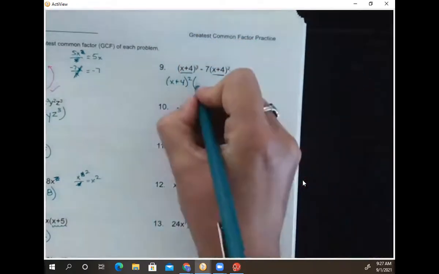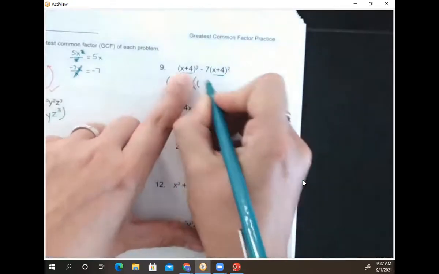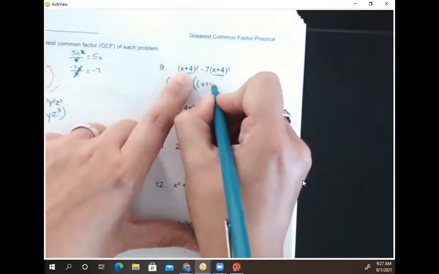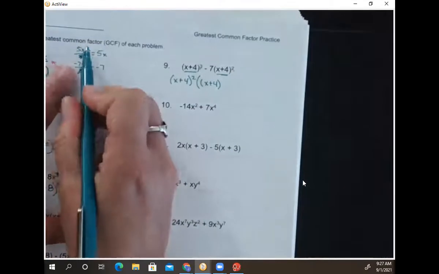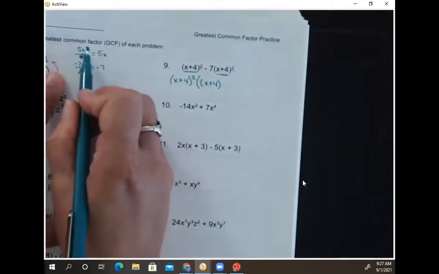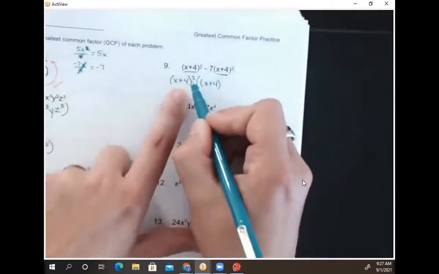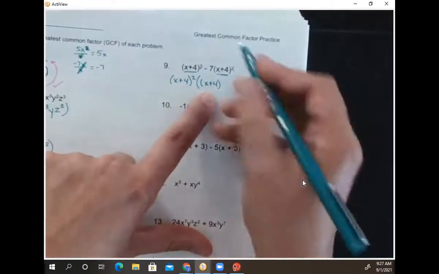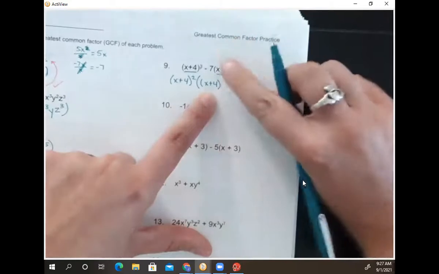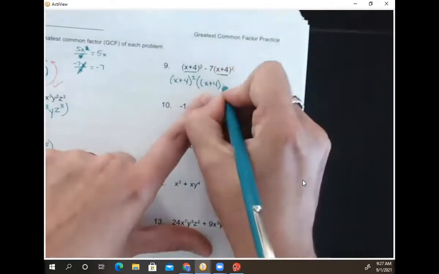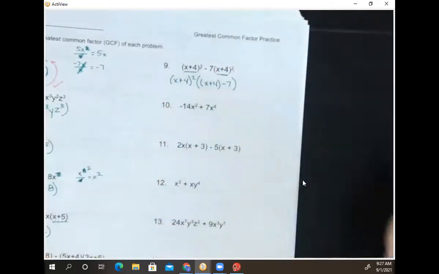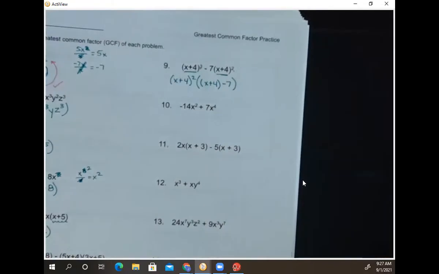and that would leave me with, I'd still have 1 x plus 4 here, right? The same as we still had an x when we took 5x squared and divided out an x, right? So I've got 3 of them. I took out 2. I still got 1. And then we're taking out both of these guys. So we would just be left with minus 7. Does that make sense? Okay.